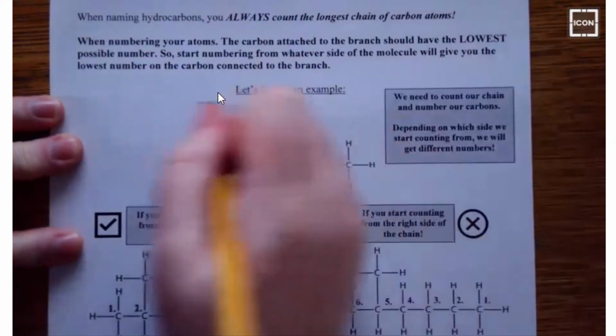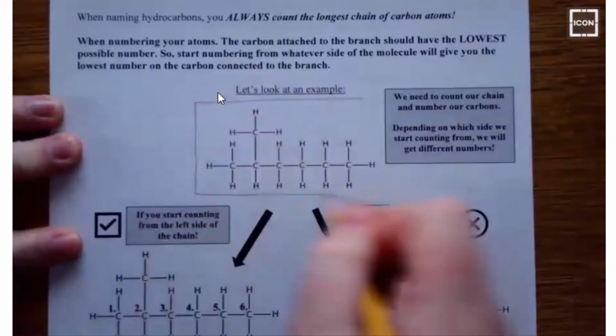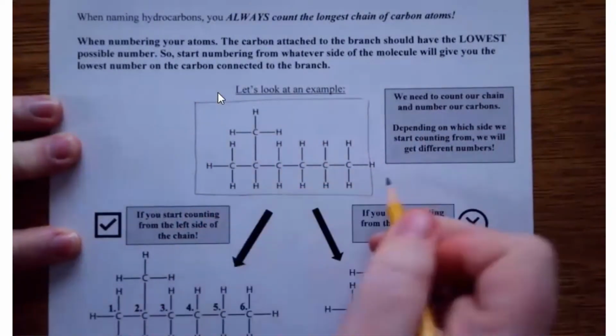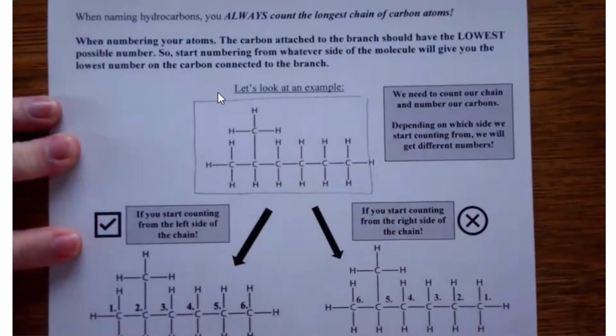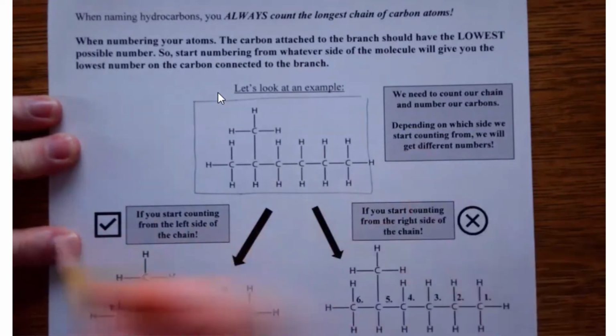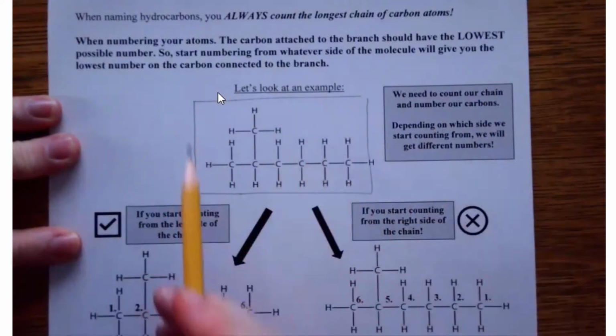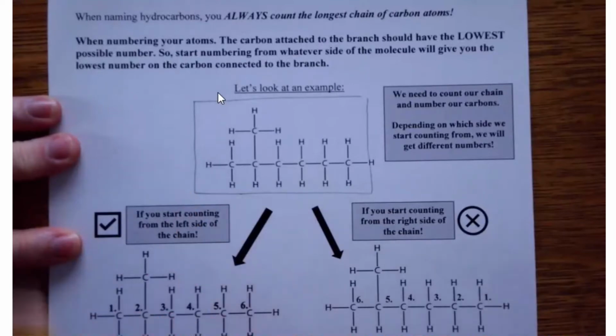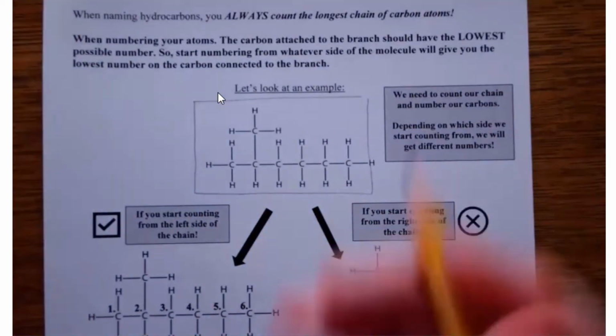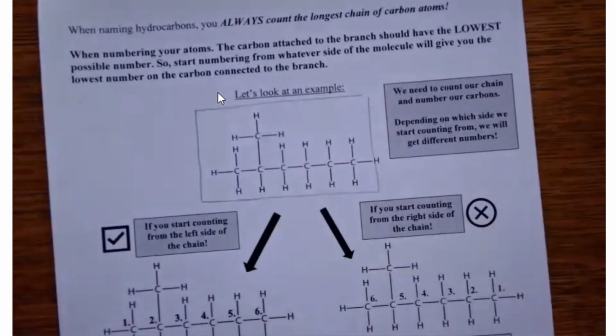Okay, so let's look at this for a moment. Can you see I have a chain, but then I have something stuck off of the chain? A branch, okay? So when I number this, I have to think about where the branch is. What I need to do is find the longest chain of carbons.